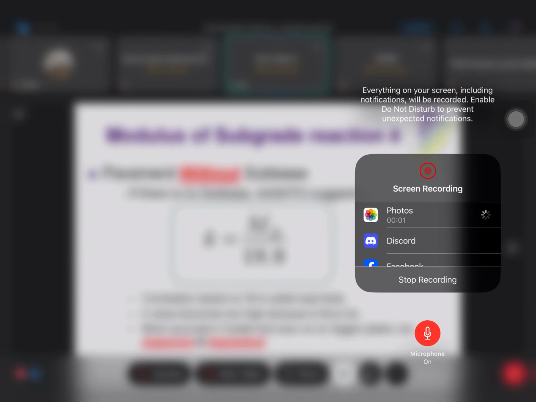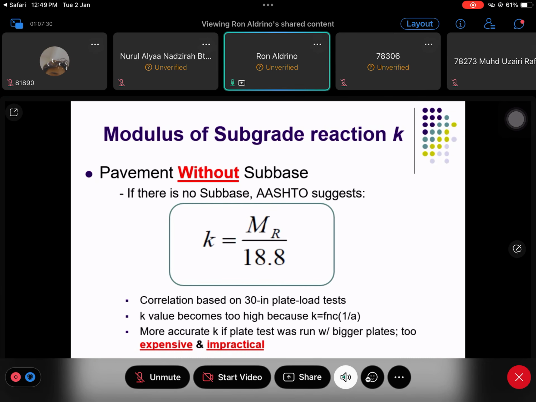And your correlation is based on the 30-inch plate load test, right? And this is the value, and the K is more accurate if the plate test was run with a bigger plate. However, of course, it may be too expensive or impractical for you. So it all depends. Okay, what is your capability?